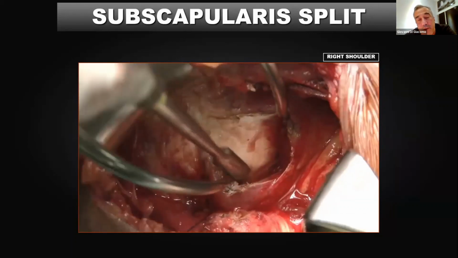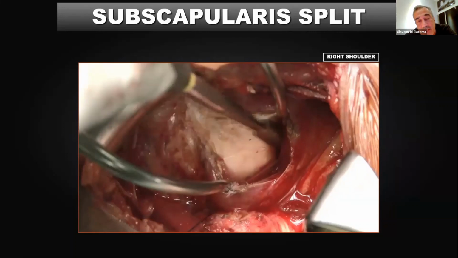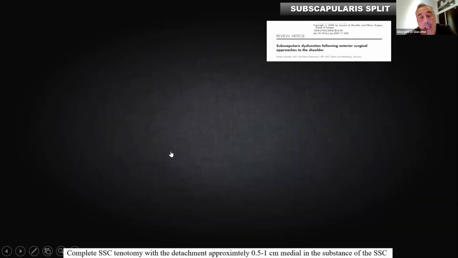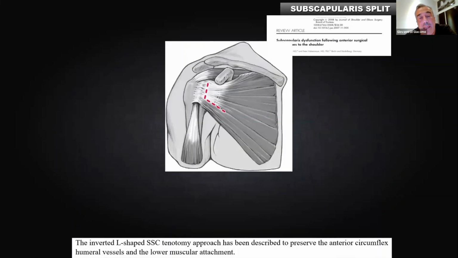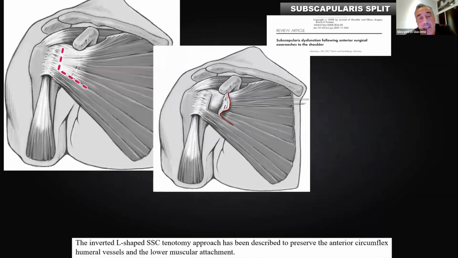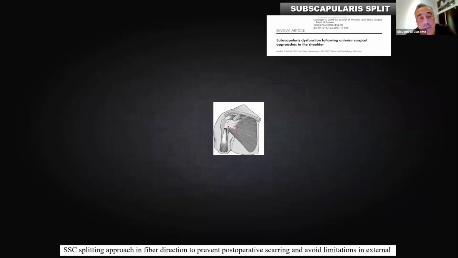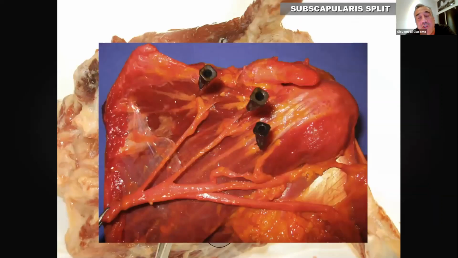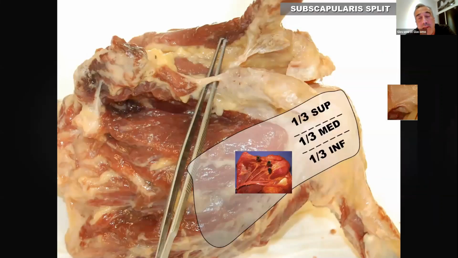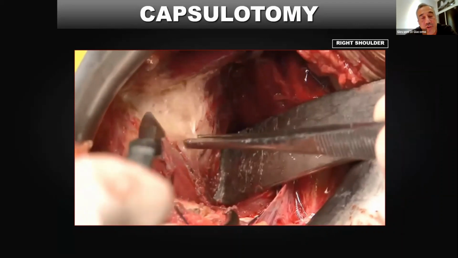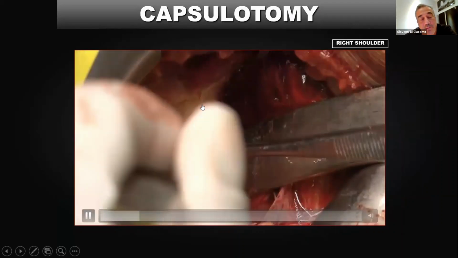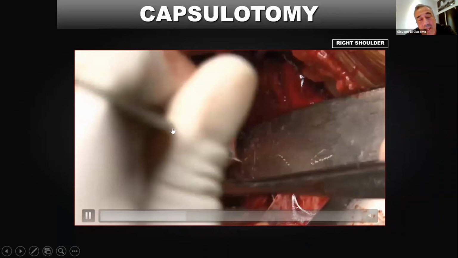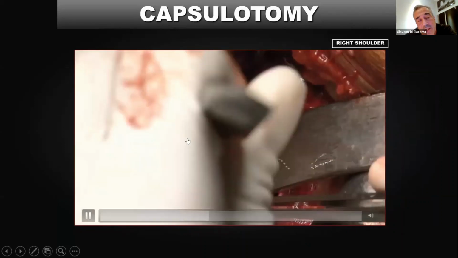You can see the superior part of the split. You can see the inferior part of the split. Very important is the underlying capsule. When I perform the split, immediately after that, I do a capsulotomy, and the direction of the capsulotomy is the same direction of the tenotomy. You can see here, right shoulder, we are working on the split. I don't detach the tendon, and I do a capsulotomy once again from lateral to medial.